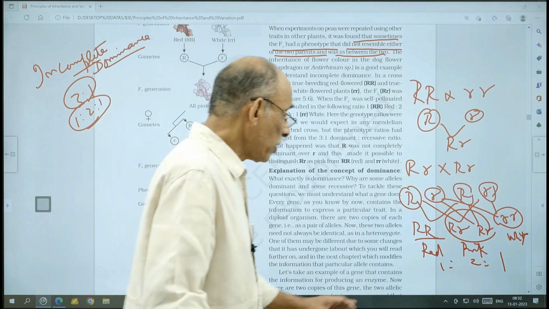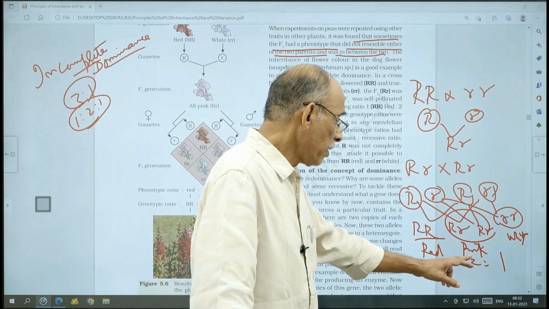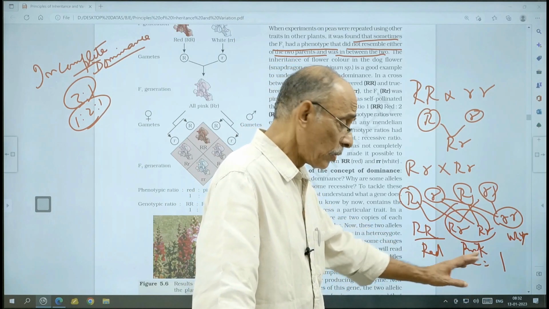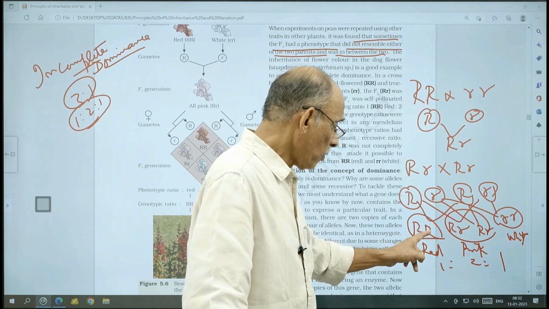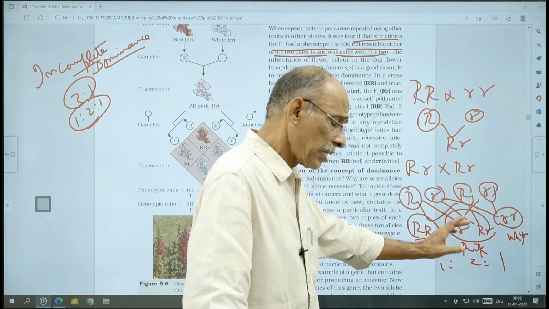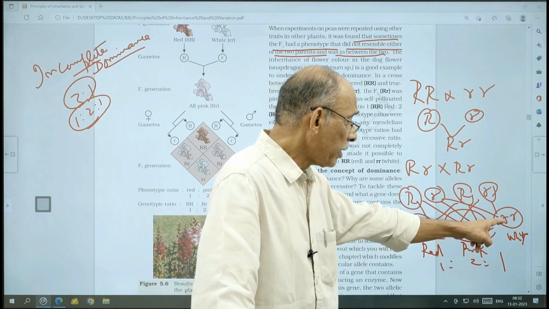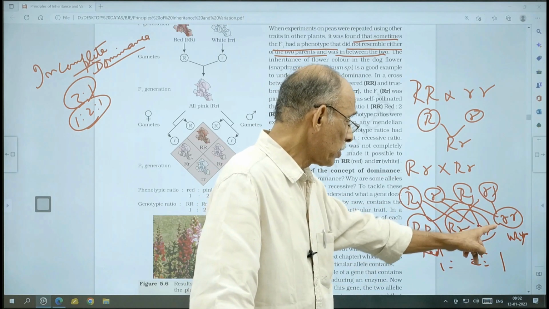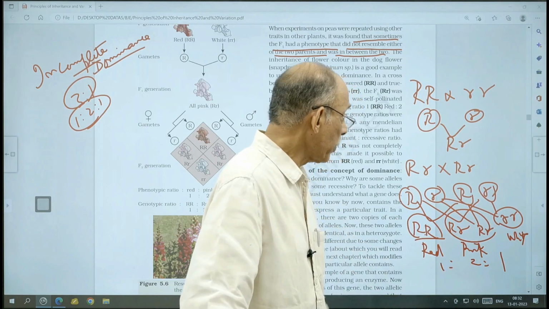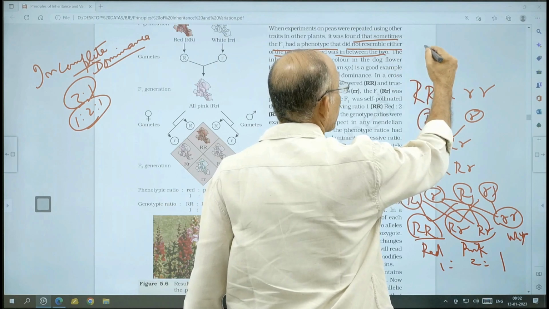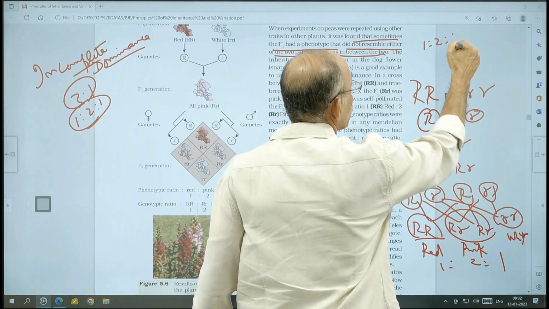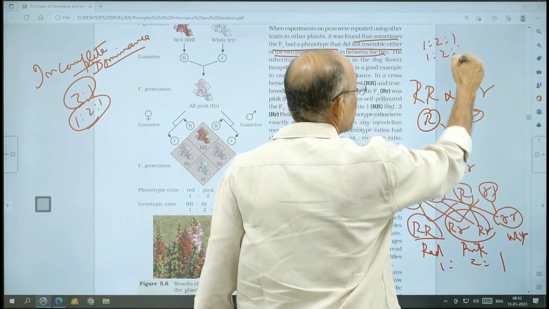Okay, so the phenotypic ratio is red, pink, and white, that is 1:2:1. At the same time, the genotypic ratio is also 1 homozygous red, 2 heterozygous, which cannot be red, it is pink, and 1 white. So 1:2:1 is the genotypic ratio, and this is the phenotypic ratio. In incomplete dominance in this snapdragon, the genotypic ratio is 1:2:1 and the phenotypic ratio is 1:2:1.